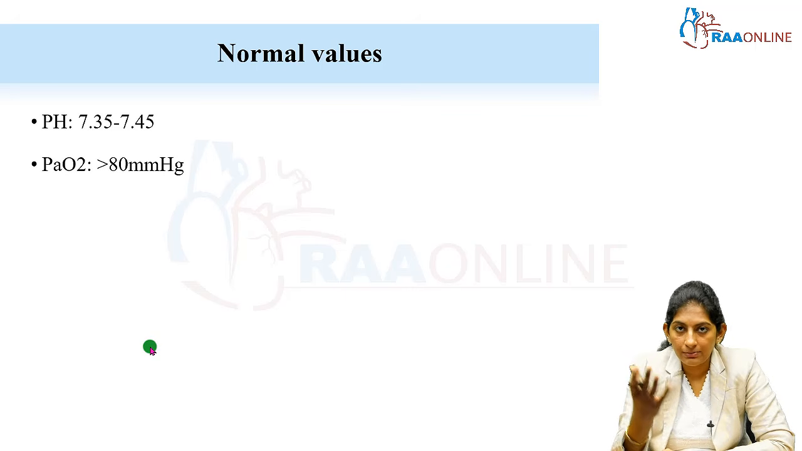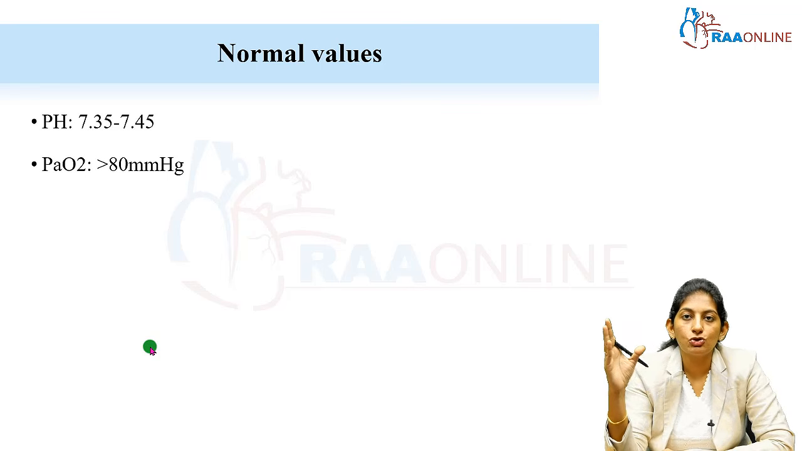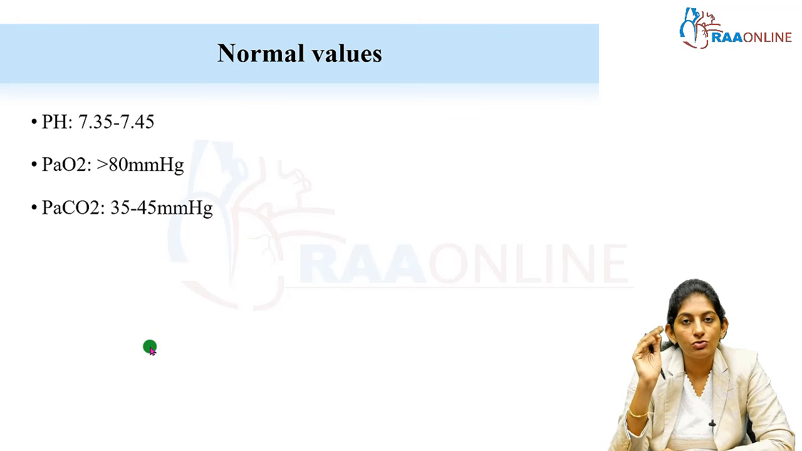PaO2. So in an ABG you will have these values. There are many values in modern ABG machines where we will get electrolytes and the various other hemoglobins, methemoglobin, carboxyhemoglobin, etc. We are not going to see all those things, but the basic 5 to 6 values we will see. Number 1 is pH, which we have seen. Number 2 is PaO2. Normal PaO2 should be more than 80. PCO2 should be between 35 to 45. Normally we consider it as 40, right?